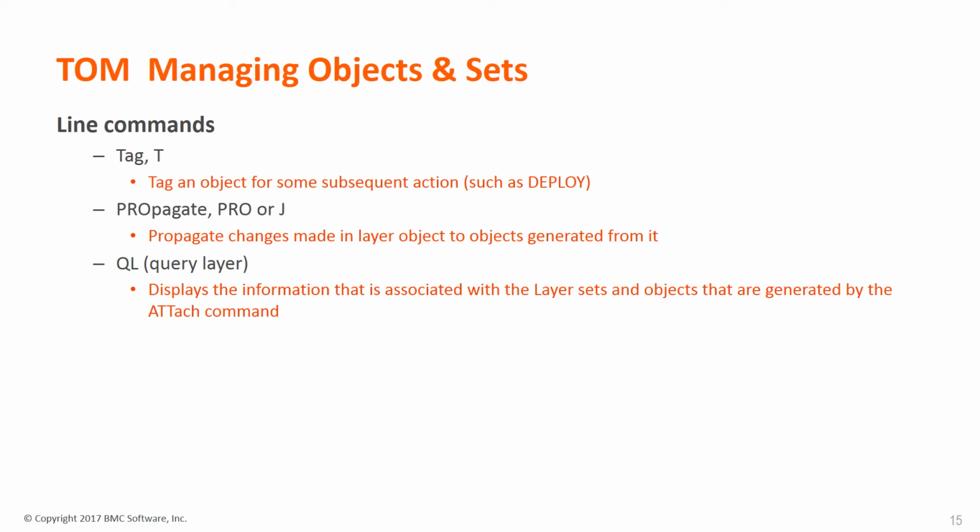Additional line commands include the tag command, which is a way to aggregate different objects to do a single command against all of them, such as a deploy to a different system. The propagate or J command takes the changes that were made in layer objects and propagates them to objects that were generated from the layer. QL or query layer displays the information that's associated with layer sets and objects that are generated by the attach command.